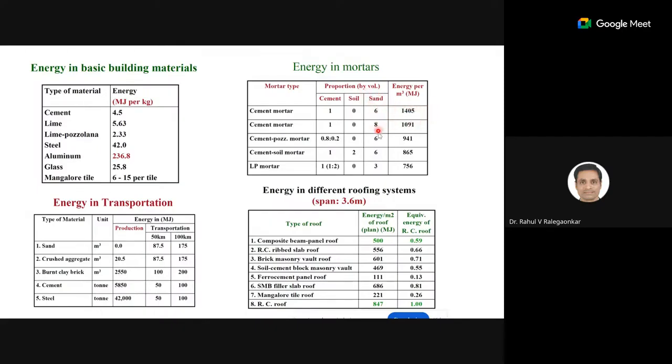And as you can see, if the cement is poorer, or the mortar is poorer, your energy value also goes down. Likewise, if you go for lime-based products, which are a natural product, your energy keeps on reducing, almost by 50%.